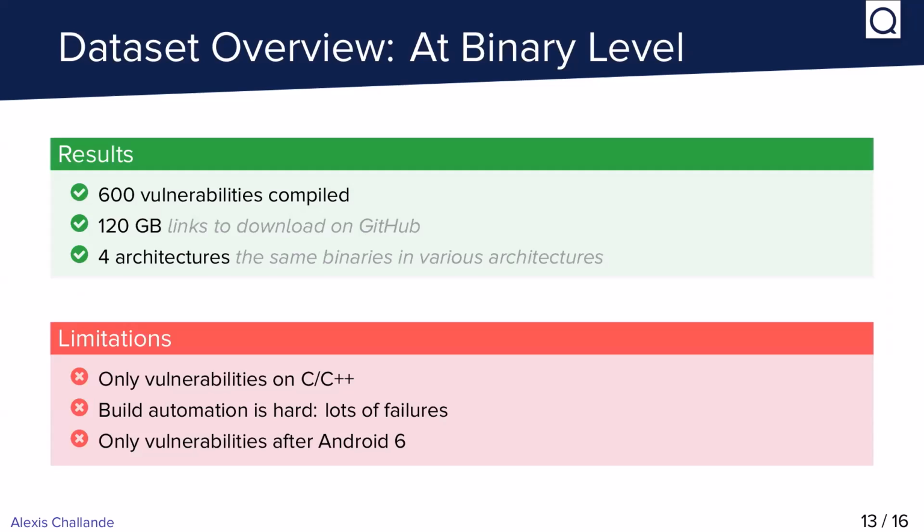At the binary level, as I already mentioned, we have about 600 vulnerabilities that are precompiled, and it takes about 100 gigabytes. You also have the links to download everything on GitHub, and it targets 4 different architectures. Because it's compiled code, we only target C and C++. Build automation is super hard. We can talk a bit outside of this talk if you want to understand why. So it has a lot of failures, and we only consider vulnerabilities after Android 6, because Android 6 is already kind of old, and it's hard to create that build environment for this system nowadays.